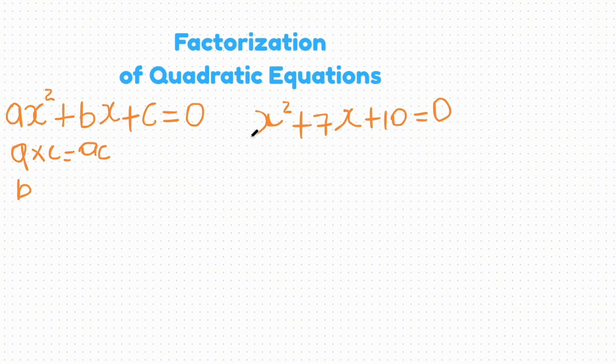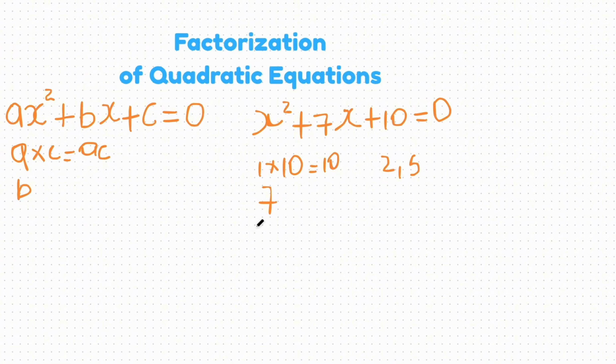Remember, first step, we multiply our a times c. In this case, our a would be 1 and our c would be 10. 1 multiplied by 10 gives us what? 10. We write down our b, which would be 7. Now we need two numbers that when we multiply we get 10, but when we add these two numbers we get 7. These numbers would be 2 and 5. We can now rewrite our 7x using 2 and 5.